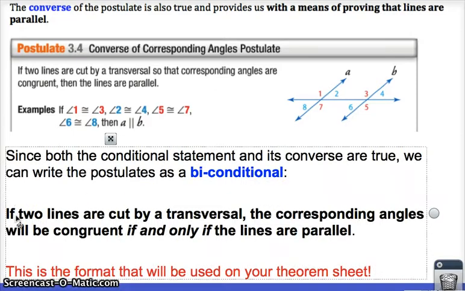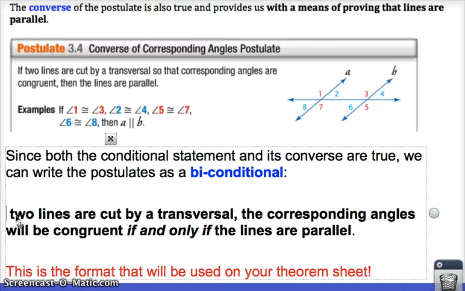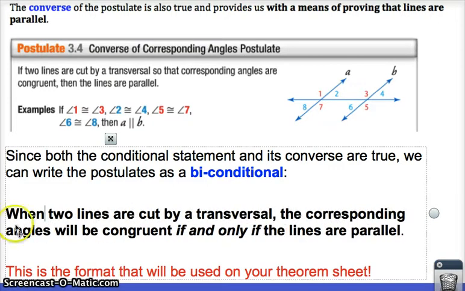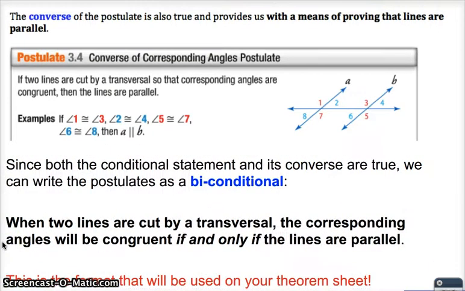I kind of wish this would have been when. Can I just change that right now? Is that going to bother anybody? Because I don't like there being extra ifs in my biconditionals. That's all it should be. When two lines are cut by a transversal, the corresponding angles will be congruent if and only if the lines are parallel. So the condition about corresponding angles being congruent and the condition that the lines are parallel go hand in hand.